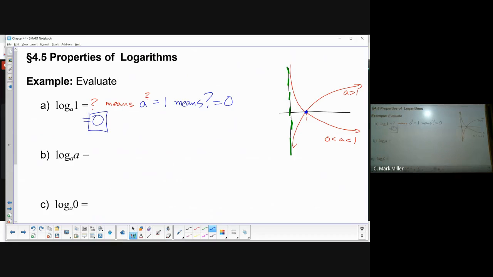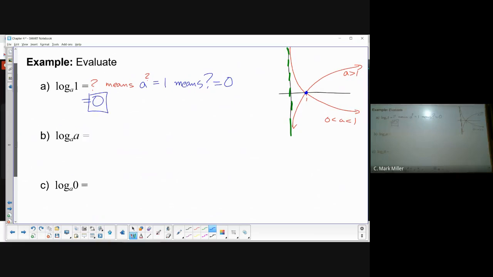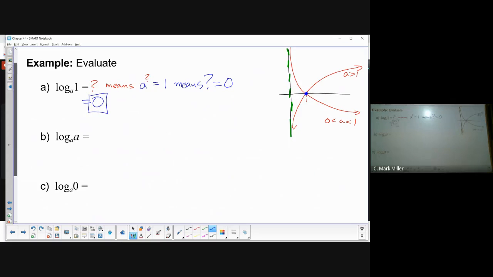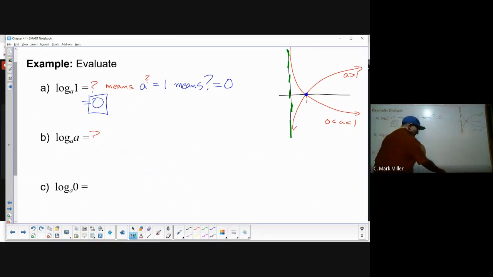So I'm trying to connect these pieces. If you've taken the time and effort, like you should, to put pieces together and to look at the stuff we've just done in the last couple days, this will start connecting. Log base A of A. This one I think is a little easier, actually.